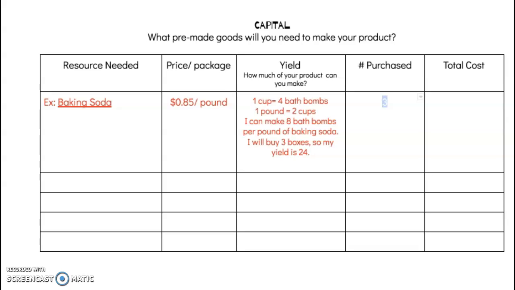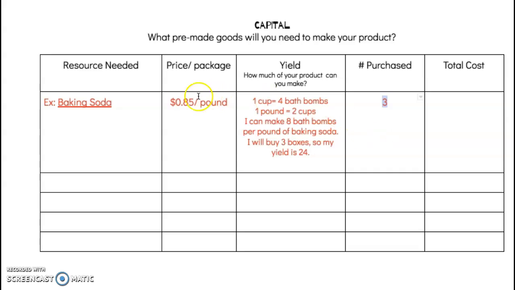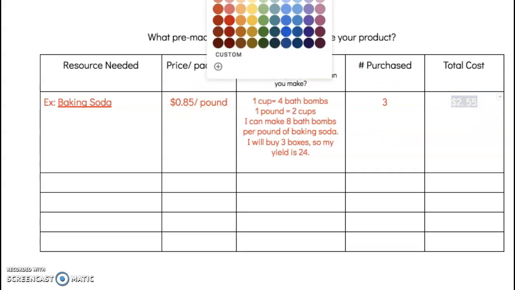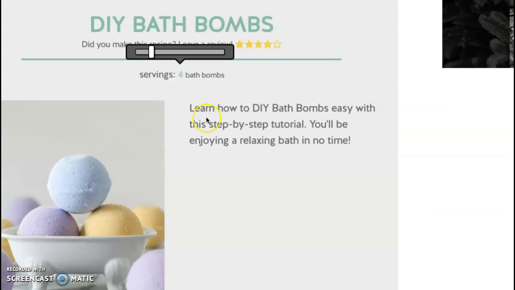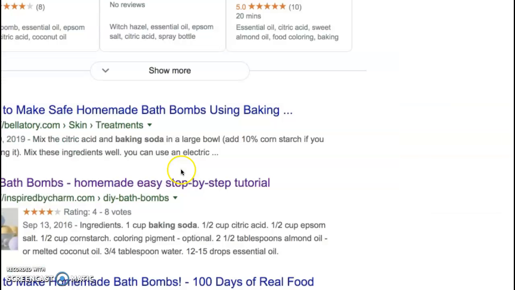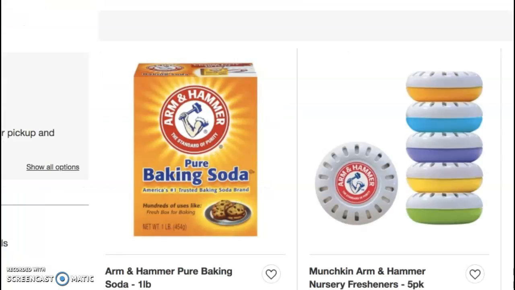So I'm going to buy three boxes, and my total cost would be 85 cents times 3, which would be $2.55. All right, so I would do this for each of my ingredients, right? So I see I need all of these ingredients. I would do it for each of the ingredients on my list.